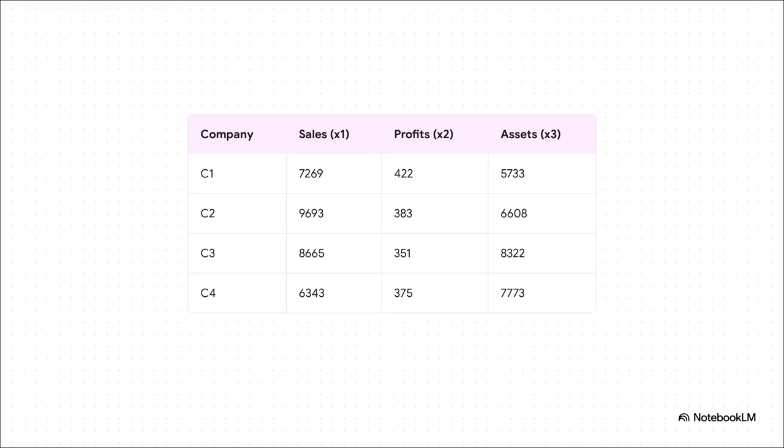Let's get specific. Here's some real data for 4 companies, showing their sales, profits, and assets. You know, if you just eyeball these numbers, there's no obvious answer. C2 has the highest sales, but C3 has the most assets. We need a consistent way to measure how far each company is from the center of this group.